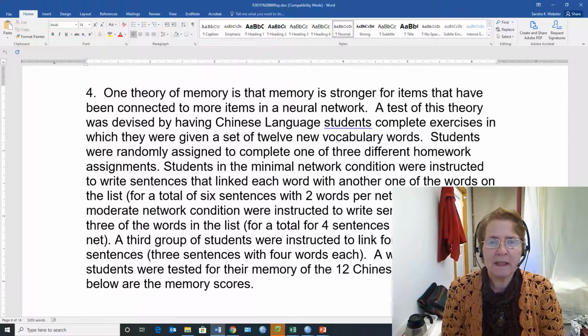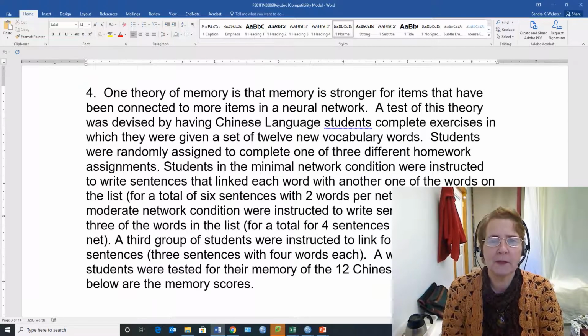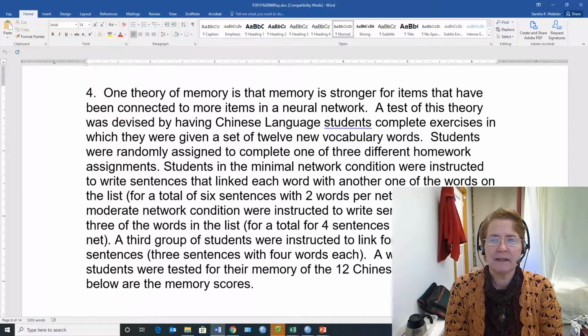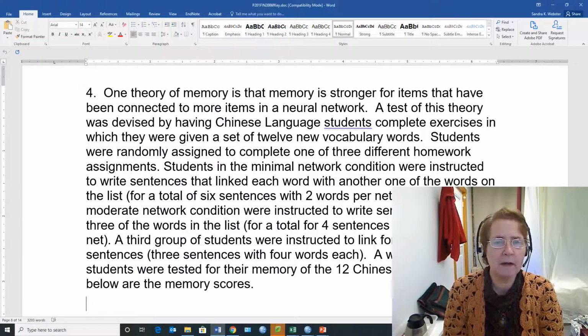One theory of memory is that memory is stronger for items that have been connected to more items in a neural network. A test of this theory was devised by having Chinese language students complete exercises in which they were given a set of 12 new vocabulary words. Students were randomly assigned to complete one of 3 different homework assignments.